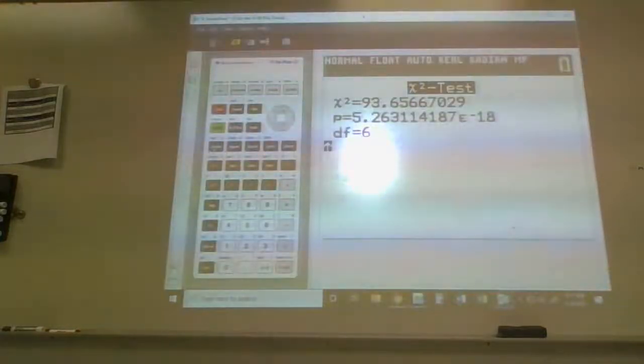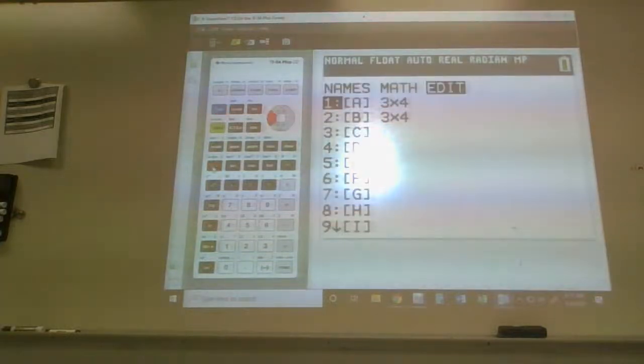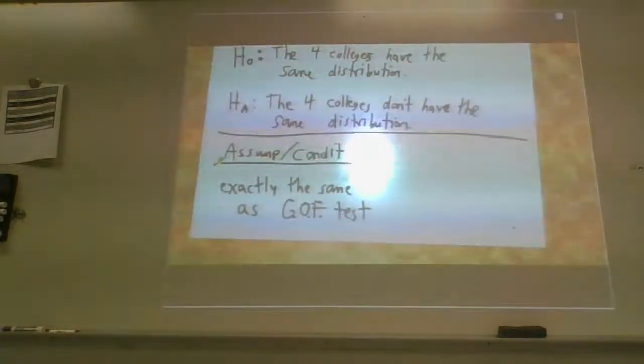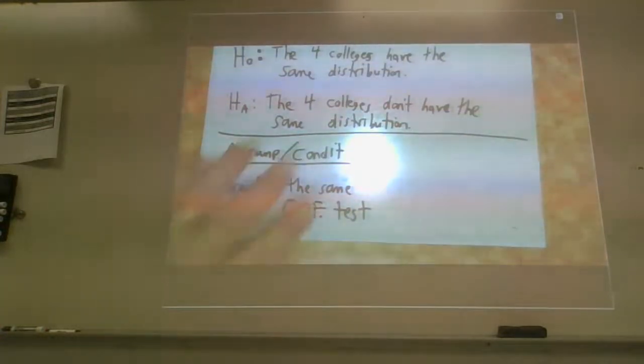And if you go to the actual matrix for matrix B, you can see that every single one of these cells is greater than 5. So the expected counts work. Yay. It's exactly the same. I just didn't want to have to write all of those out, because I have other things I want to get to.